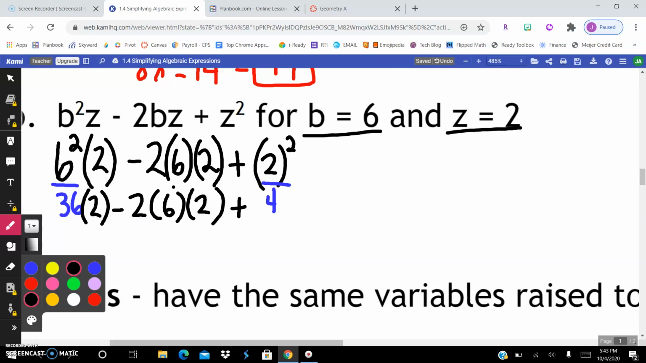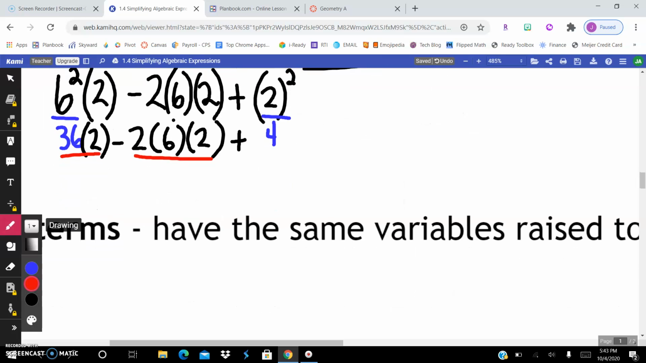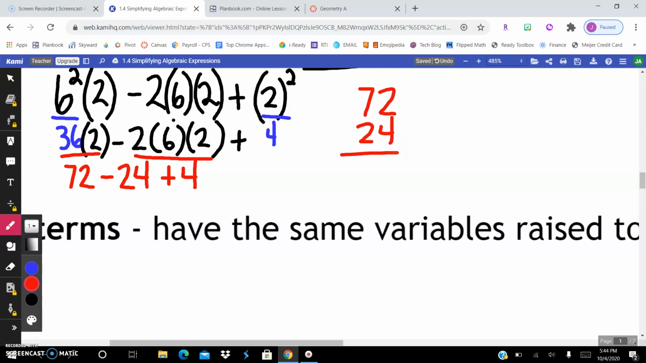And then after exponents, we have multiplication and division. I don't see any division, so we're going to have to go through and multiply. We have 2 different spots where we have to do that. 36 times 2 would give us 72. And -2 times 6 times 2 would be -12 times 2 would be -24. And then we have that plus 4 at the end. So 72 minus 24, oops, that's a 6, would be 48. And then 48 plus that 4 would give us 52 for our final answer.